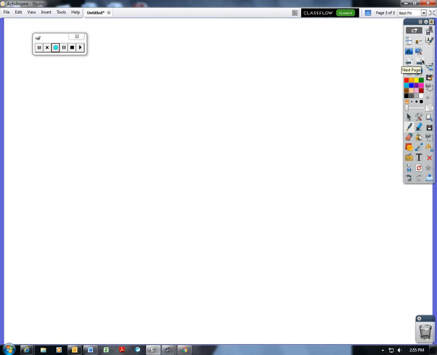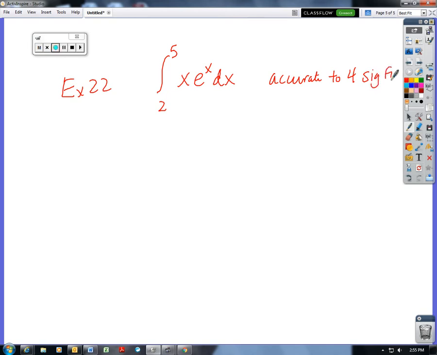And believe it or not, we only have one more example. This is a pretty sweet short section. Evaluate from 2 to 5 x e to the x dx. And it says accurate to 4 significant figures. Be careful there that it's not 4 decimal places, it's 4 sig figs. So just be watching. And I'm noticing, of course, the book did it with their calculator.